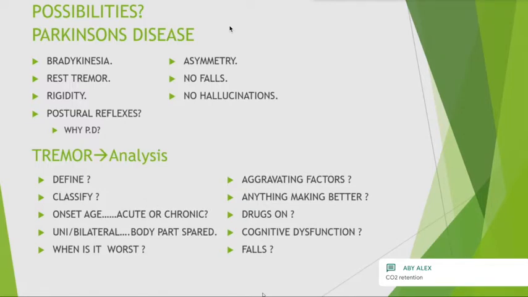Parkinson's, essential tremors. Essential tremors can be bilateral. Essential is bilateral and Parkinsonism is bilateral. Parkinson's disease can be unilateral. If the cerebellum is affected on only one side, you get unilateral tremor. Which body parts will be affected, which body parts will be spared?